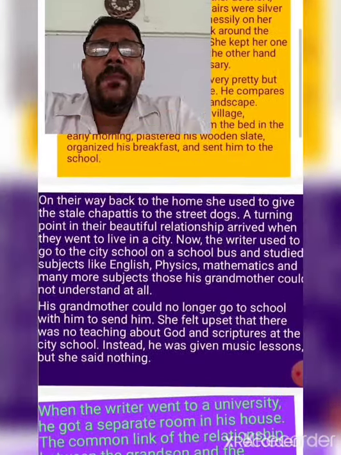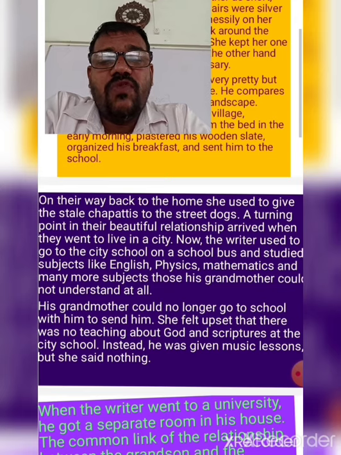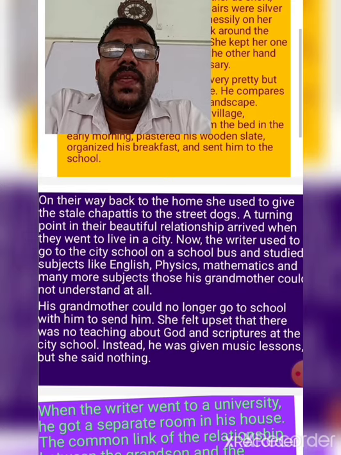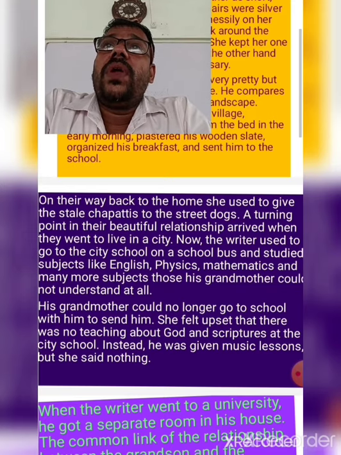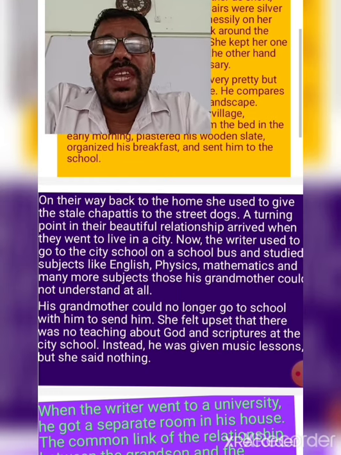On his way back home, she used to give stale chapatis to the street dogs. When they went to the school, she used to carry some chapatis, and the leftover chapatis were thrown to the dogs when they were returning to their house. Now, a time occurs that they have to leave the village and go to a city.